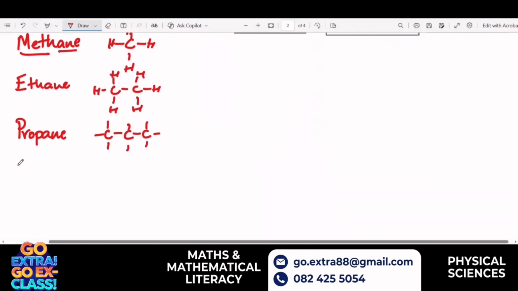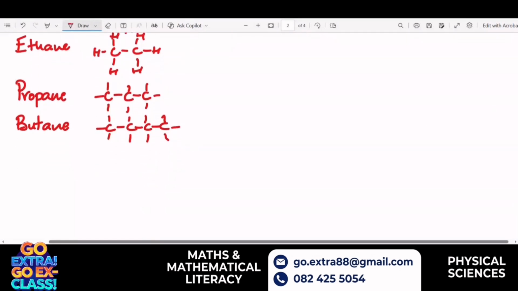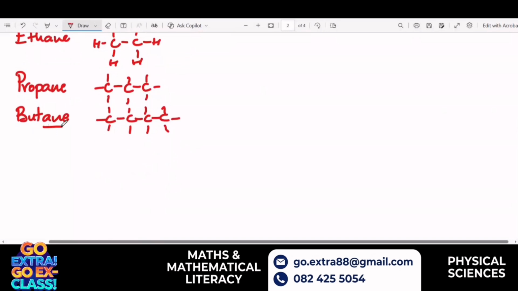Then we also have butane. "But" means 4. It has 4 carbons, so it's going to look more like this. But remember, each carbon has 4 covalent bonds around it, so you're going to add the hydrogens around these carbons. This is how butane is going to look. There are single bonds between the carbons. Please make note that these are single bonds.